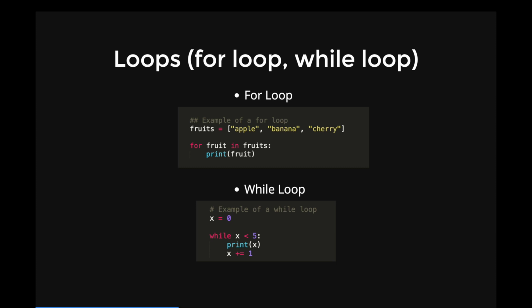And then 2, 3, 4. And when it increments the value to 5, it's going to check if x is less than 5. It's not. So it will not print and will get out of the loop. So it will print 0, 1, 2, 3, and 4.